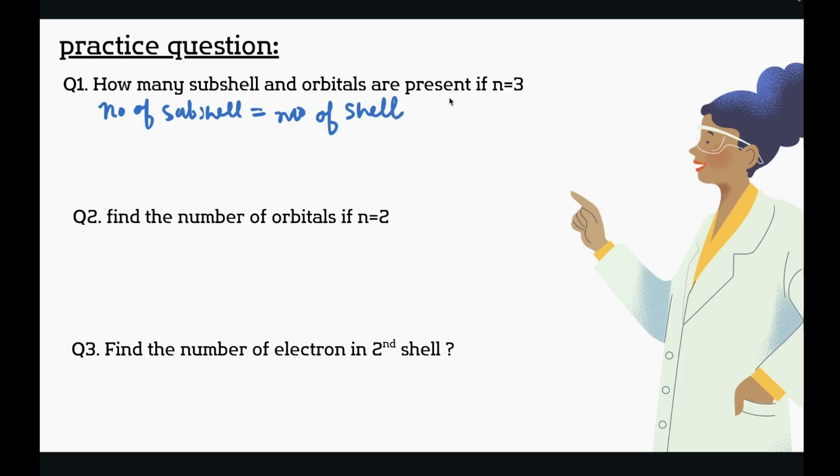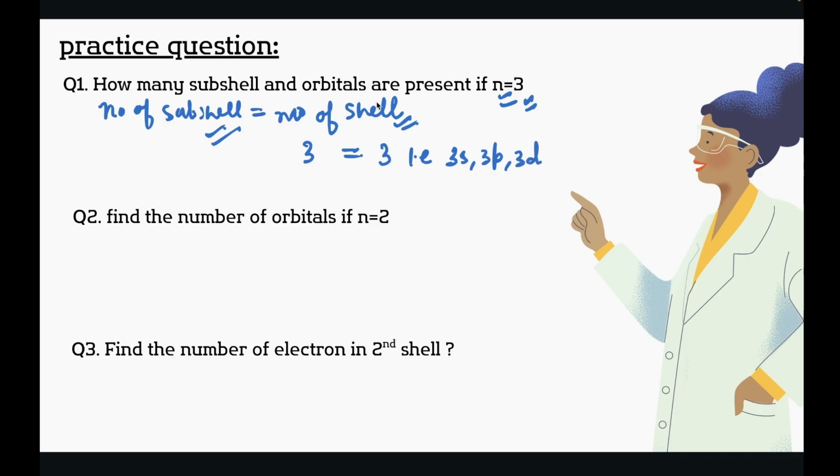So if n is equal to 3, that is, the number of shell is 3. So the number of subshells will be equal to the number of shells. So the subshells will be 3, that is 3s, 3p and 3d subshell for the third shell.